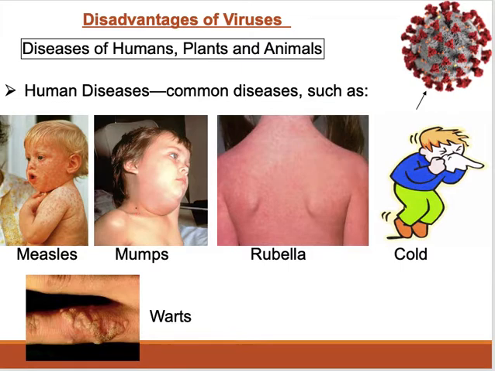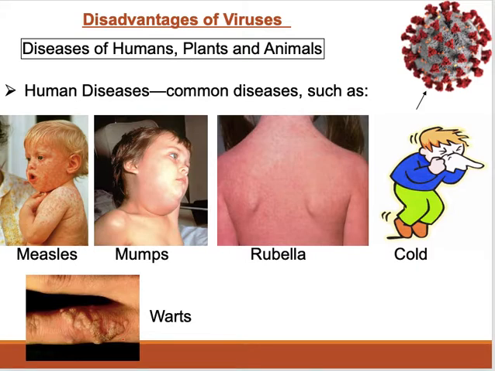Human diseases, first of all. So viruses are responsible for measles, mumps, and rubella. The normal cold that you would get is caused by a virus. Flus are caused by viruses. Warts are caused by viruses.